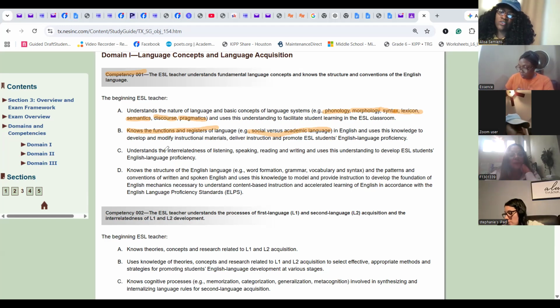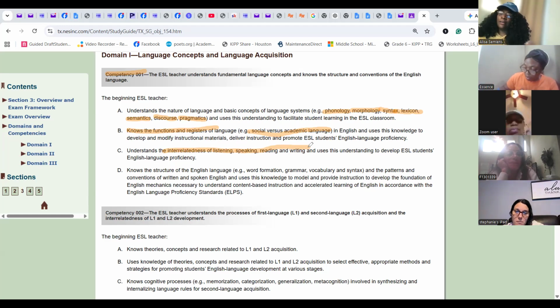You also want to understand the interrelatedness of listening, speaking, reading, and writing. They always work together. It's always about how reading is reinforcing writing, or how listening is reinforcing speaking, right? I always tell my kids in my classroom, how are you going to answer the question if you're not listening? You're just saying stuff. So it's all about how they reinforce one another, okay?